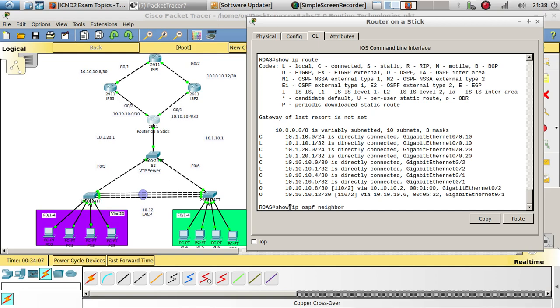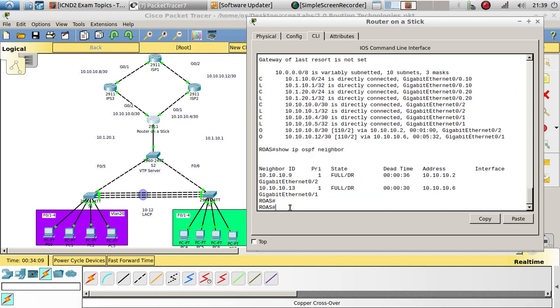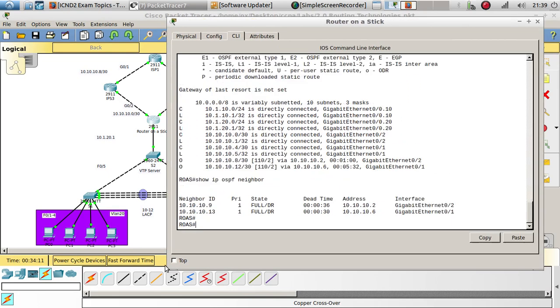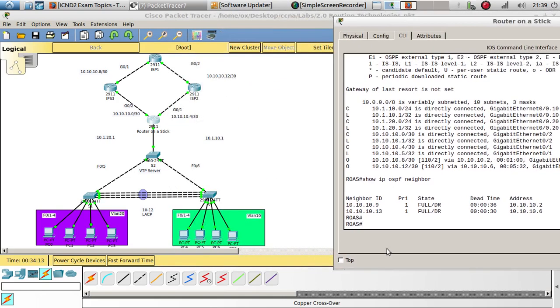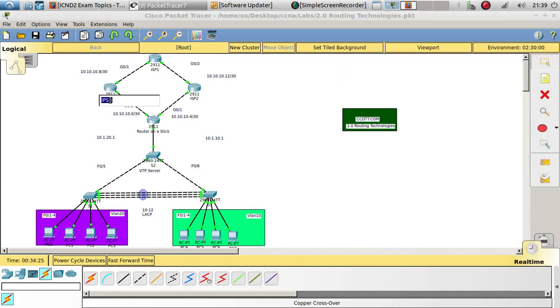And let's also take a look at the show IP OSPF neighbors, and you can see right here we have two neighbors. The first one being 10.10.10.9, which is this one over here, and the second one is 10.10.10.13, which is ISP 2. Okay, ISP 2. All right, so this is all working great, just the way I wanted it.